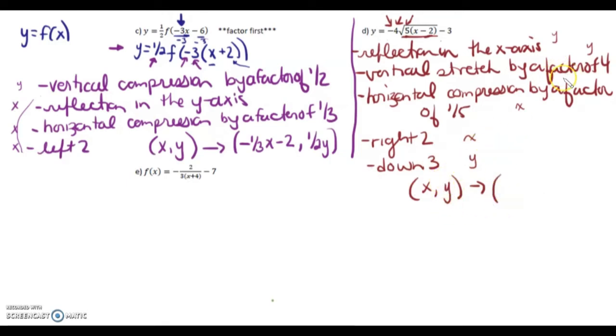So what affects the x? We have horizontal compression, so 1/5 x, and then right 2, plus 2. And now what affects the y? -4y minus 3.